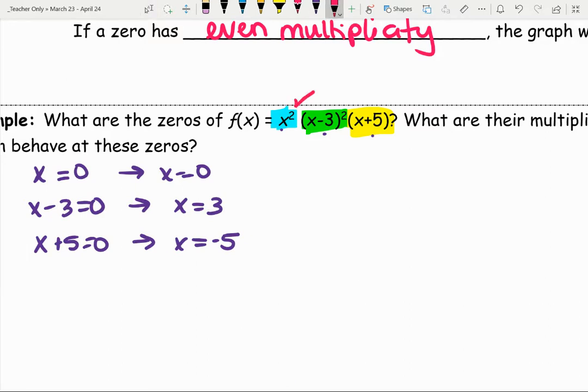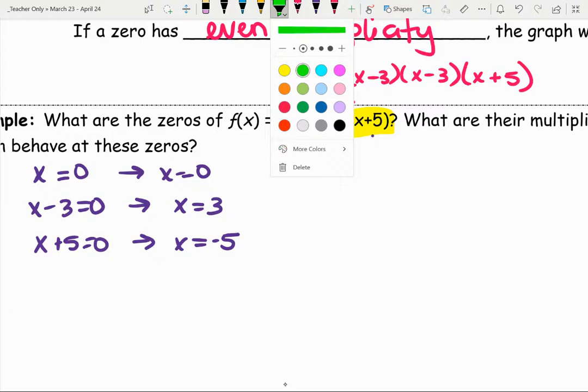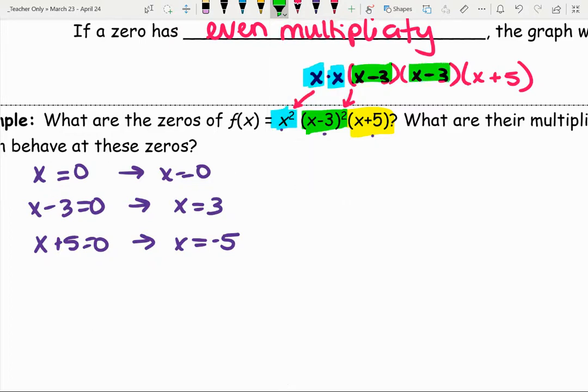And that's where these little exponents come in. If I think about what it means to square something, that means multiply it by itself. So I could really expand this out to represent that actual squaring. And what I observe after that is that some of my factors occur more than once. Instead of just x squared, I have x times x. I have that factor occurring twice. I have x minus 3 occurring twice, and x plus 5 occurs once.